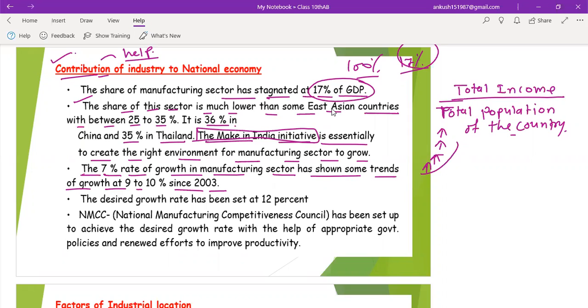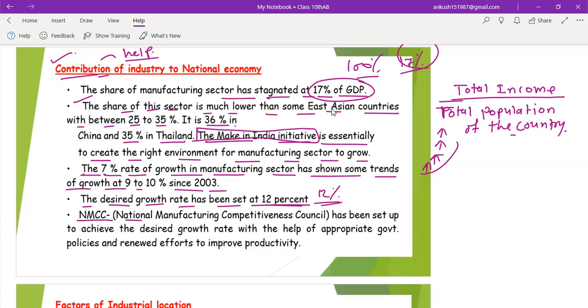But here, in regard to industries, we generally prefer other countries' products to be spread in our country. The development rate like 7% to 9% and 9% to 10%, such kind of growth we might see in the coming years as well. Now the desired growth rate has been set at 12%. Is it possible for us? Yes, it is possible for us if we set our goal to achieve it.